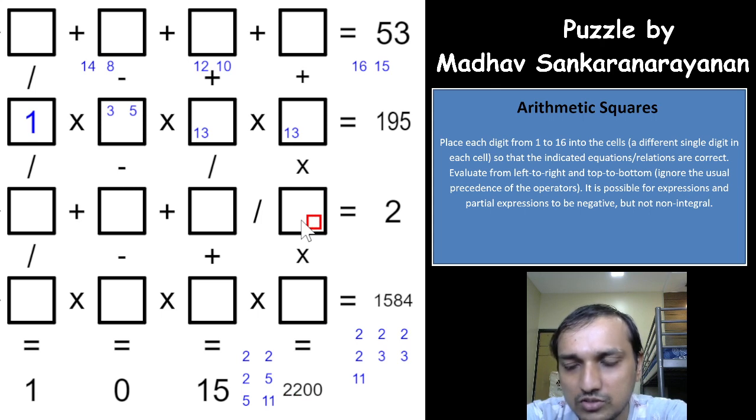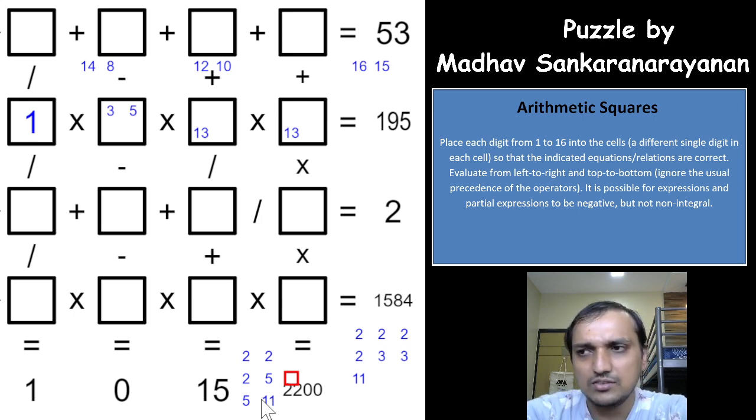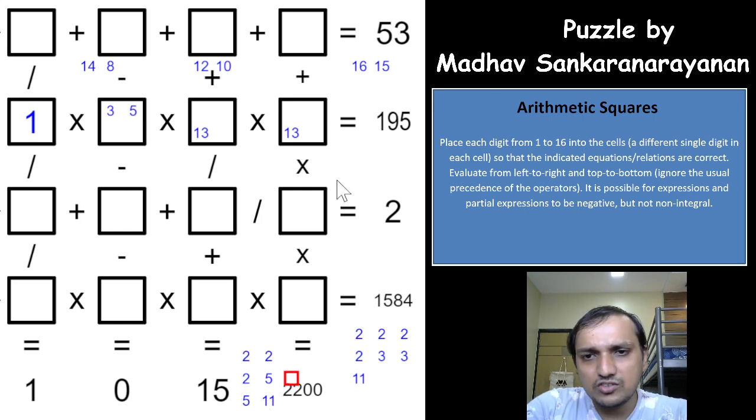No, 7 can be used. So 7 can be used, but 7 is not a factor of 2200. 8 is a factor. 9 is not a factor. 10 is a factor. 11 is a factor. 12 is not a factor. 13 is not a factor. 14, 15, 16. Yeah. So you have only 3 factors here. That is 8, 10 and 11. Of course. So these 3 digits can only be 8, 10 and 11.